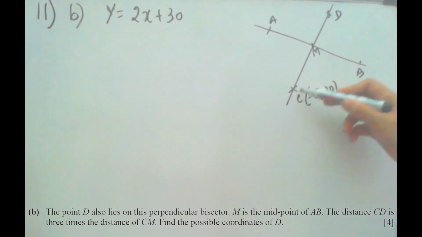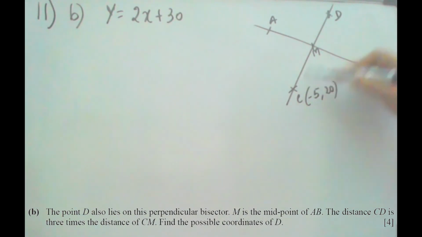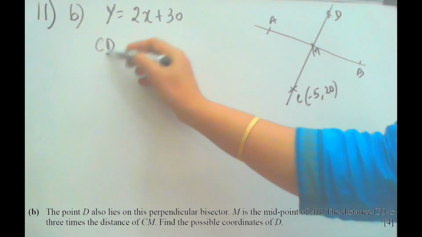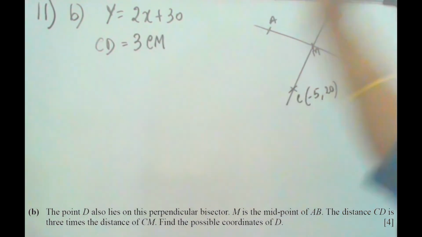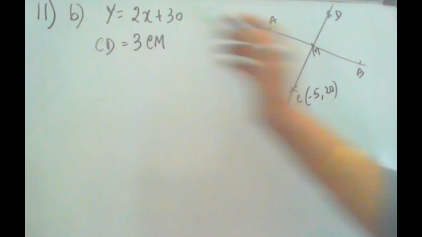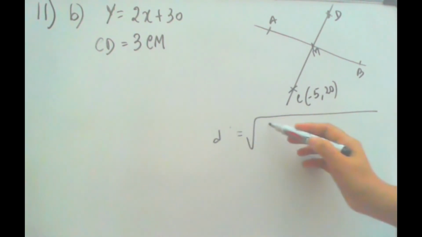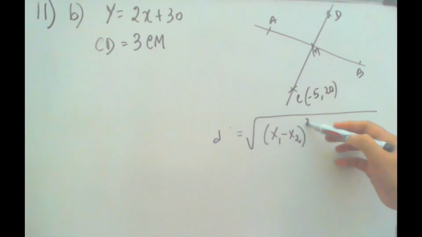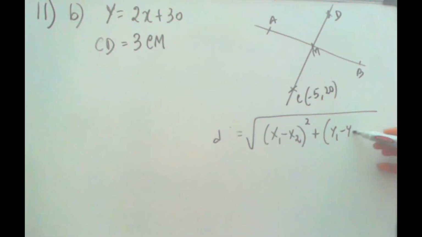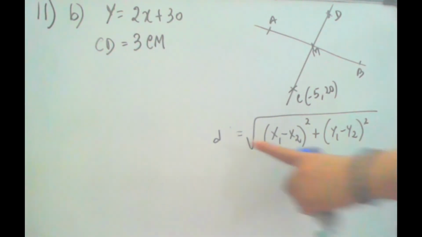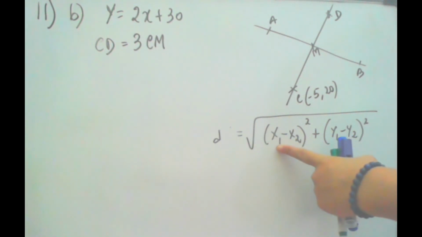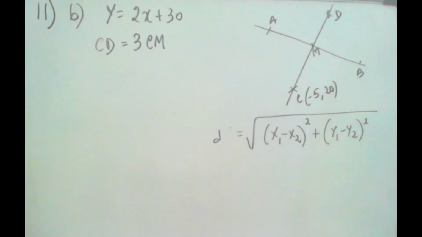Now it is given that the distance CD is 3 times the distance CM. Find the possible coordinates of D. Alright, so we will use the distance formula here. What is given? The distance CD is equal to 3 times the distance CM. Alright, what is distance CD? What is the distance formula again? Distance is equal to square root of difference in x coordinates whole square plus difference in y coordinates whole square. So distance is always between 2 points, right? So the 2 points will have x1, y1 coordinates and x2, y2 coordinates. So we'll use this formula.